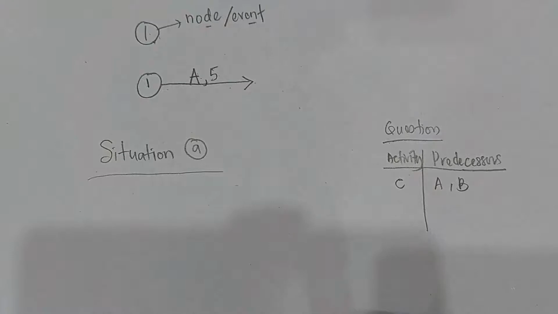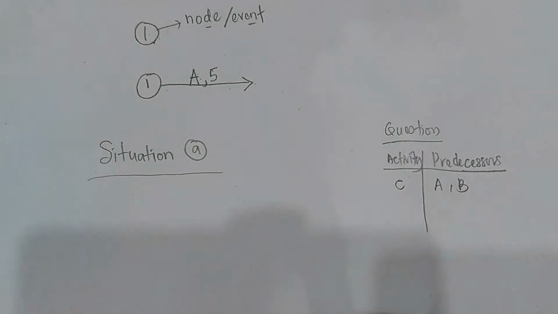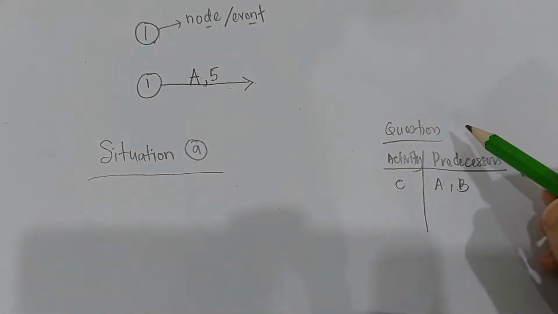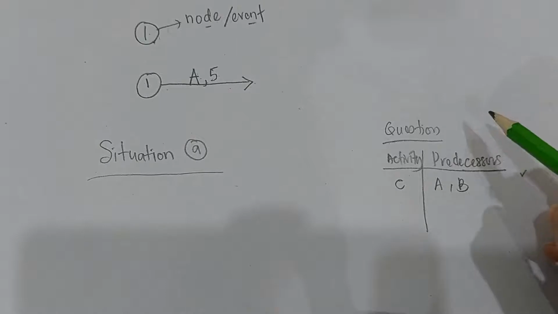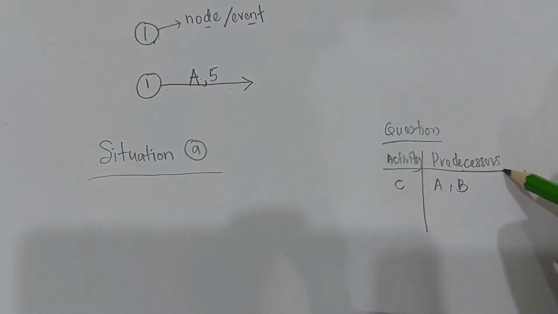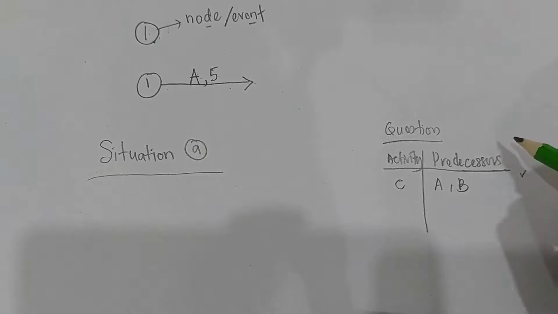Next, we go to the most important rule. I'm going to show you this rule in the form of situation A and situation B. Let's look at the first situation, situation A. Let's say this is the question I'm going to use as an example. The question that will be given to you is almost similar to your precedence diagram questions, and you understand it the same way.